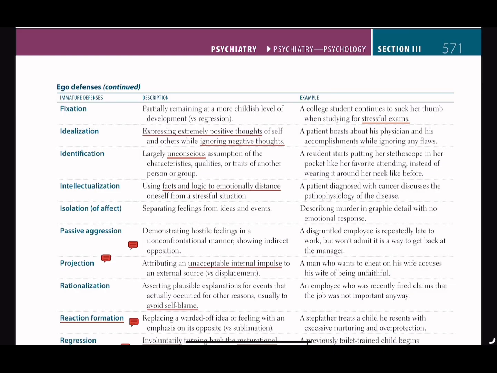Identification, largely unconscious assumption of the characteristics, qualities, or traits of another person or group. A resident starts putting her stethoscope in her pocket like her favorite attending, instead of wearing it around her neck like before. So this is identification, taking some of the characteristics, qualities, and traits of another person.